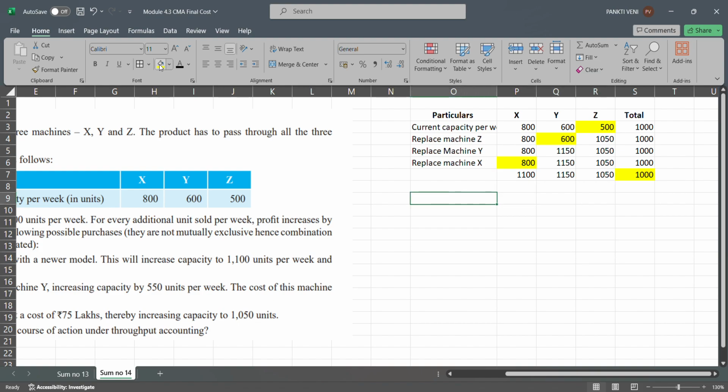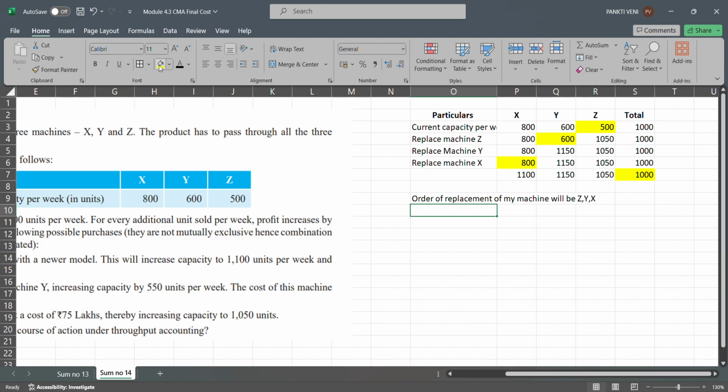So one by one I replaced all the machines, and the order of replacement of my machine will be Z, Y, X.